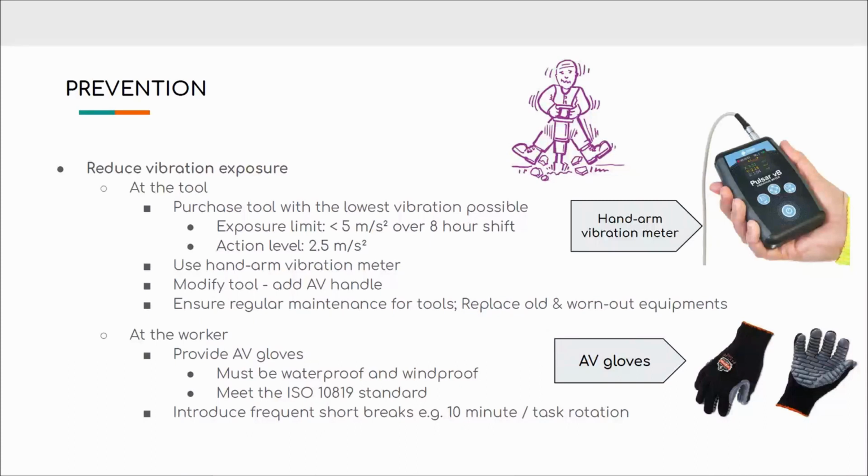And as for vibration exposure reduction at the workers, provision of AV gloves that are waterproof and windproof to keep hand, arm, and body dry and warm. Also, the AV gloves must meet the standard ISO 10819, and frequent short breaks can be introduced, for example, 10 minutes away from the vibration tools, as well as task rotation. Next.